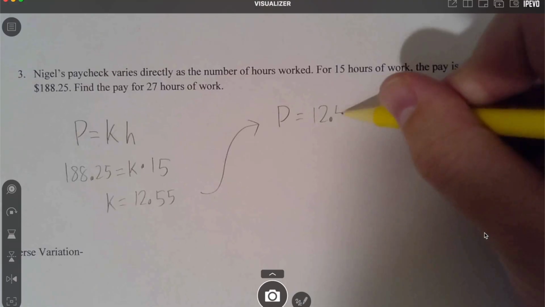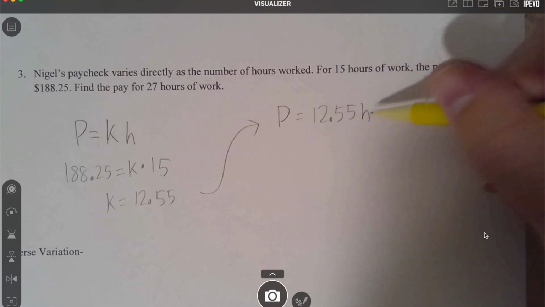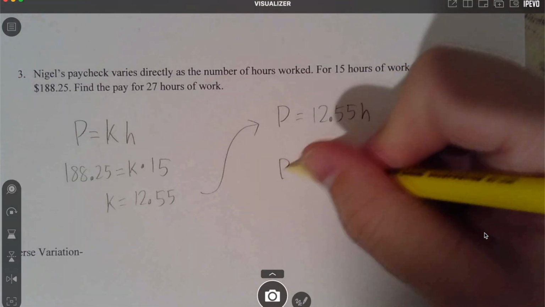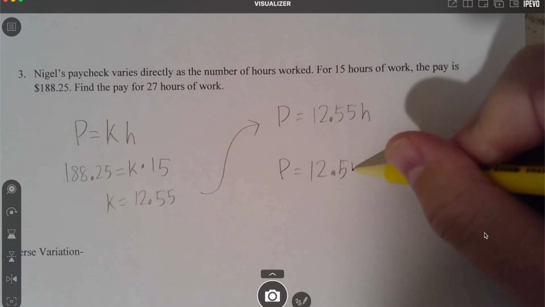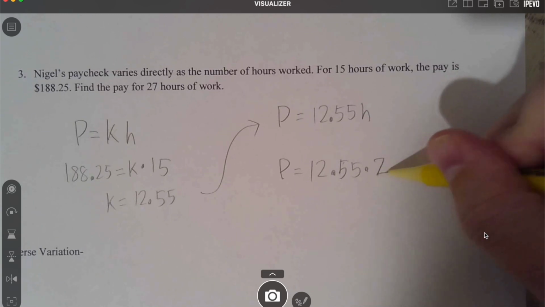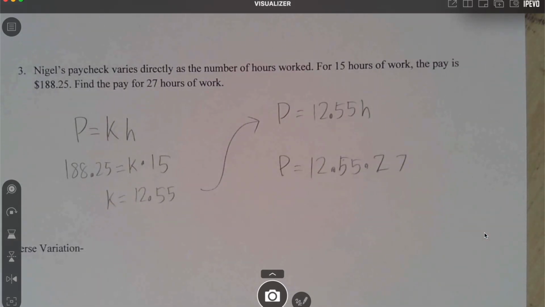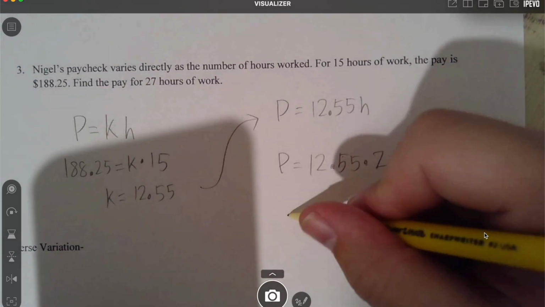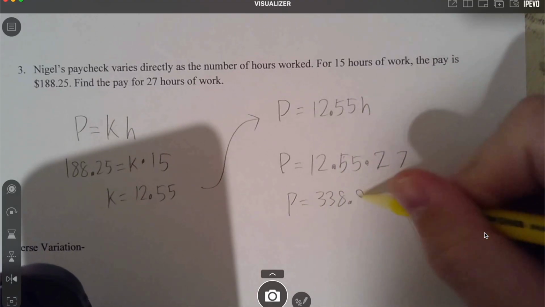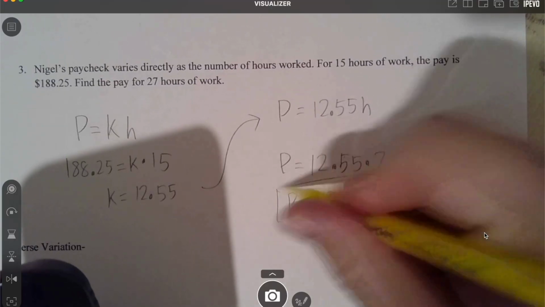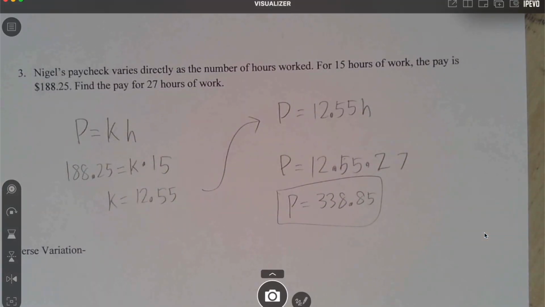Now that I know the hourly rate, I can figure out how much you get paid no matter how much you work. And so now I want to know how much you get paid when you work 27 hours. And so, times 27, we get 338.85. And that's it, we're done.